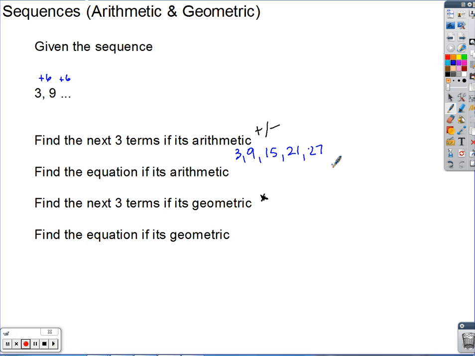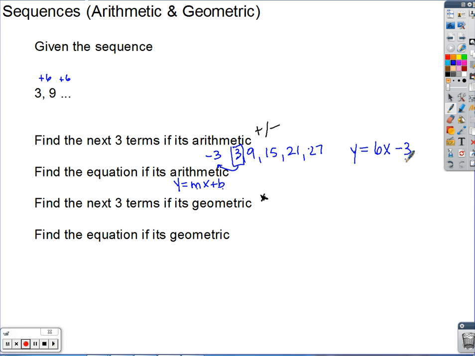Find the equation if it is arithmetic. Arithmetic equations are always the same. It's always y equals mx plus b. Okay, you need to be familiar with that. M is slope, b is starting value or figure 0 or y-intercept. Keep in mind that this first number is not the y-intercept. It is the first term. You have to go backwards one time to get the 0 term. So negative 3 would be our 0 term here. So the equation for an arithmetic sequence represented by 3, 9, 15, 21, 27 would be 6x minus 3.